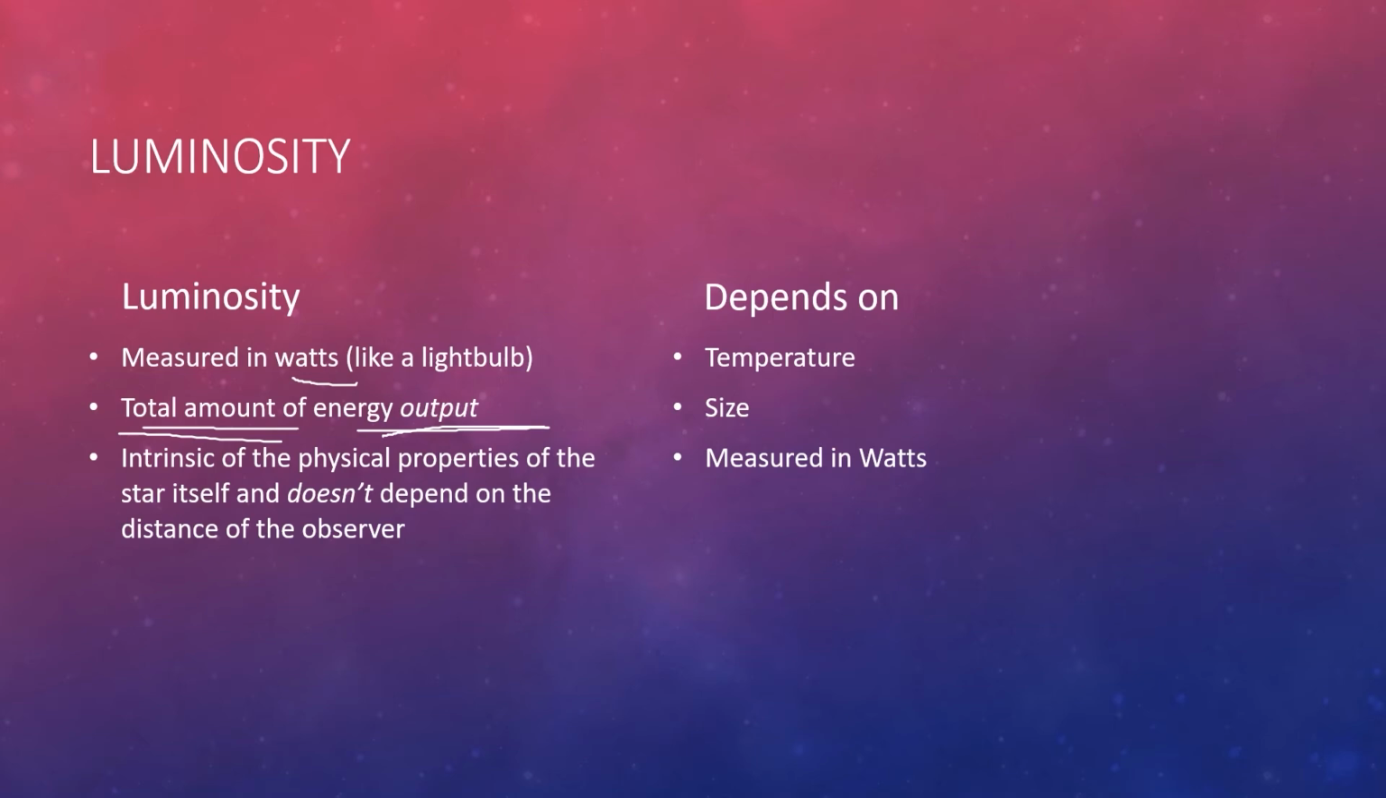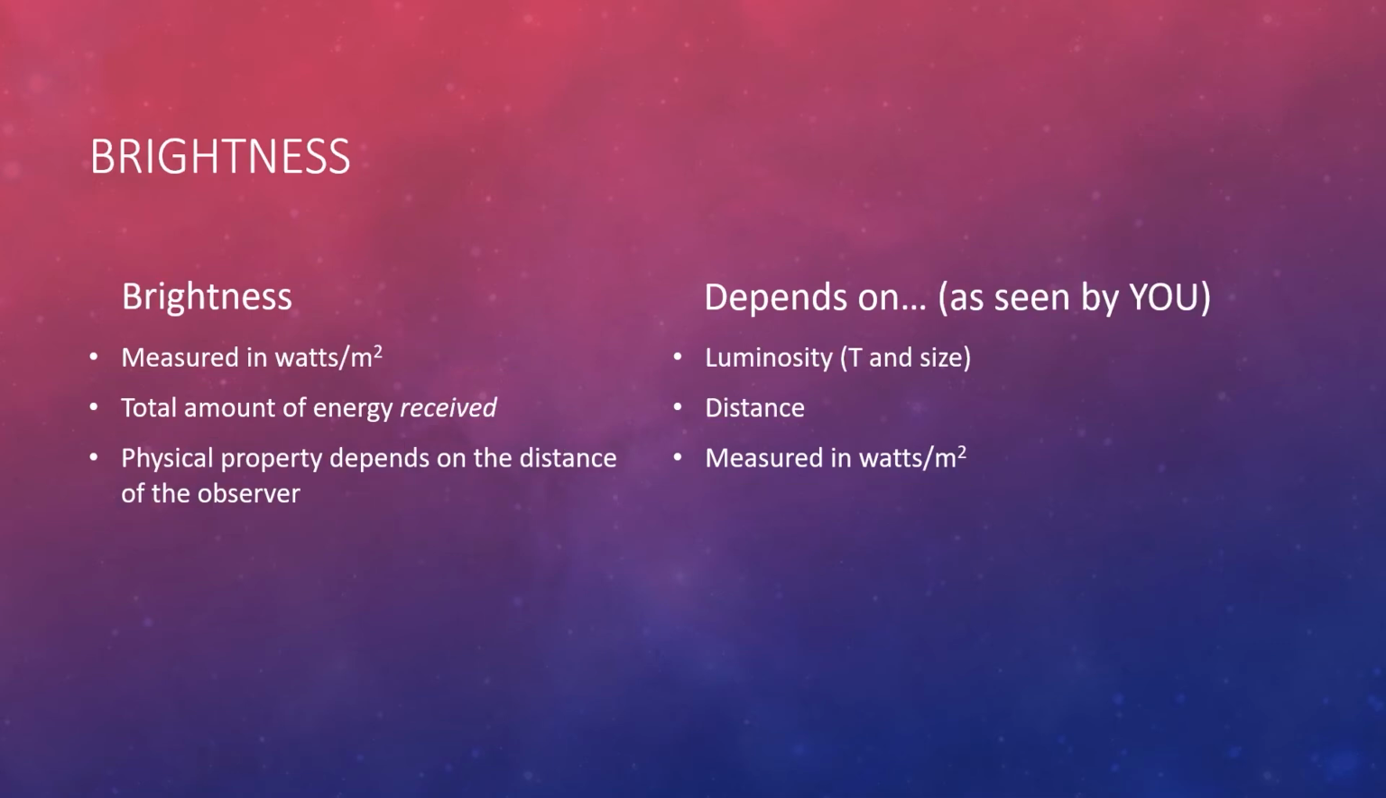The intrinsic, physical properties of the star itself is what this is based on, and it does not depend on the distance of the observer. You as the observer are not important in luminosity. It has to do with total energy output. And this depends on temperature, the size of the object, and again, it is measured in watts.